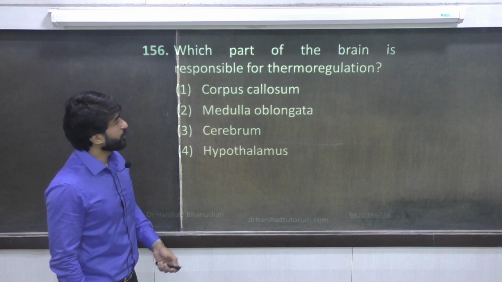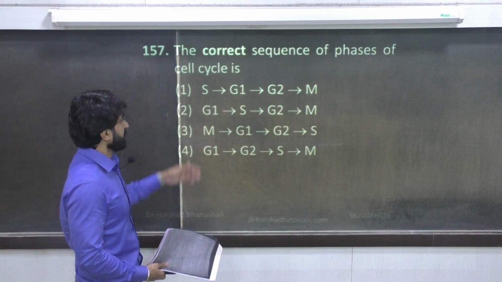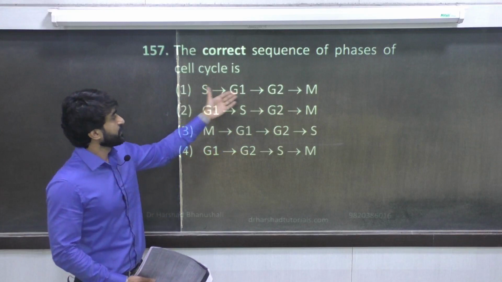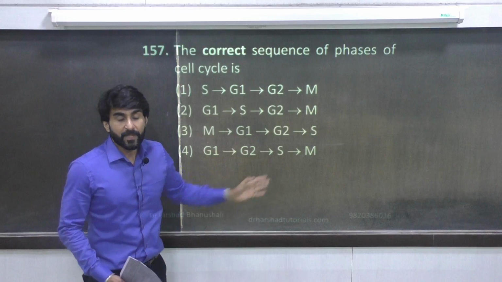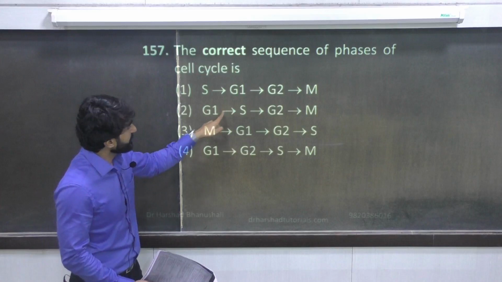Again, a straightforward question according to me. It starts always with G1, then goes to S, then G2, then M. This option is ruled out because S is ahead. This option is ruled out because S is behind. This is ruled out. S is always between G1 and G2. So the correct answer for 157 is option number 2.